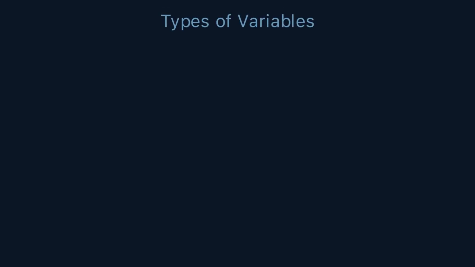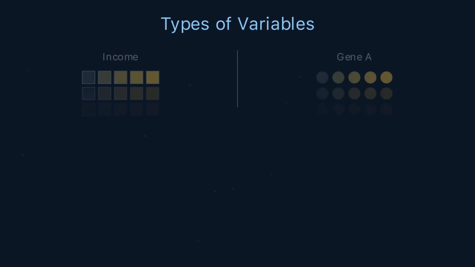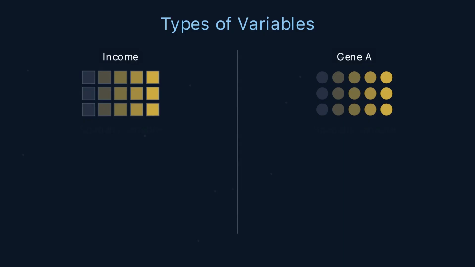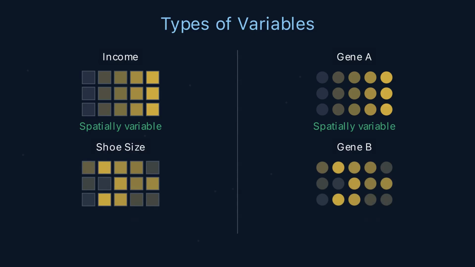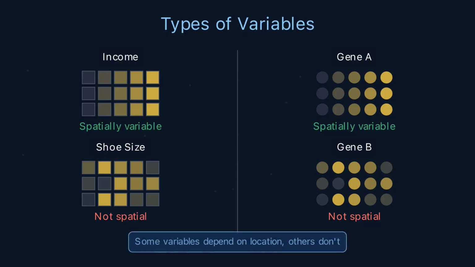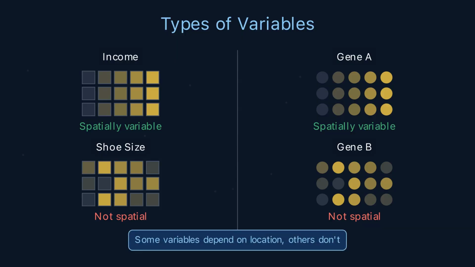Consider two types of census variables. Income varies systematically across neighborhoods, high downtown, lower at the edges. That is a spatially patterned variable. Shoe size, on the other hand, is random, no geographic trend at all. In spatial transcriptomics, some genes show clear spatial gradients, while others are uniformly expressed.